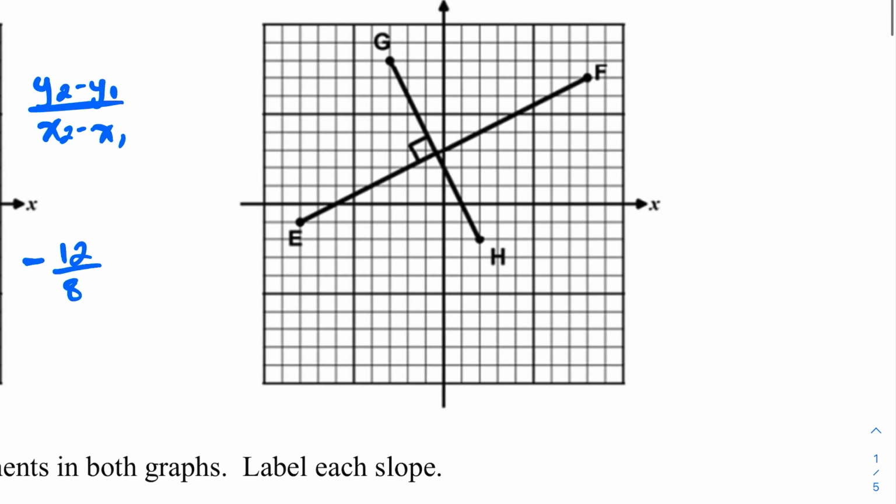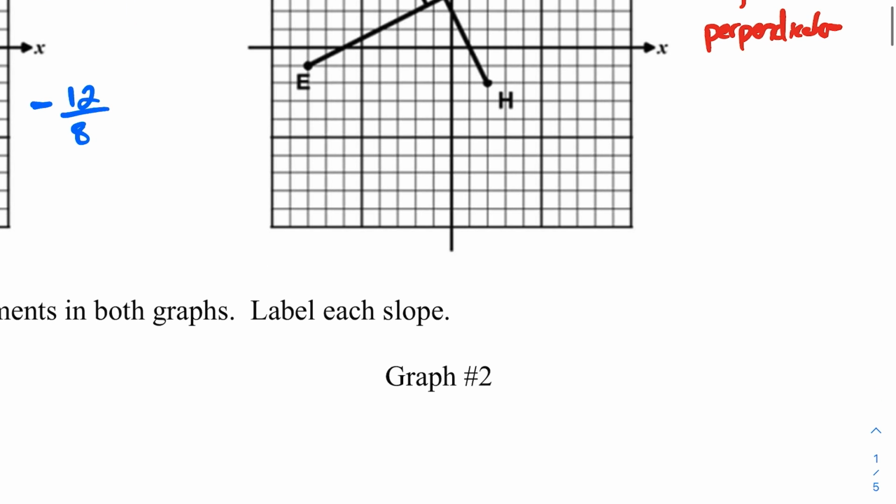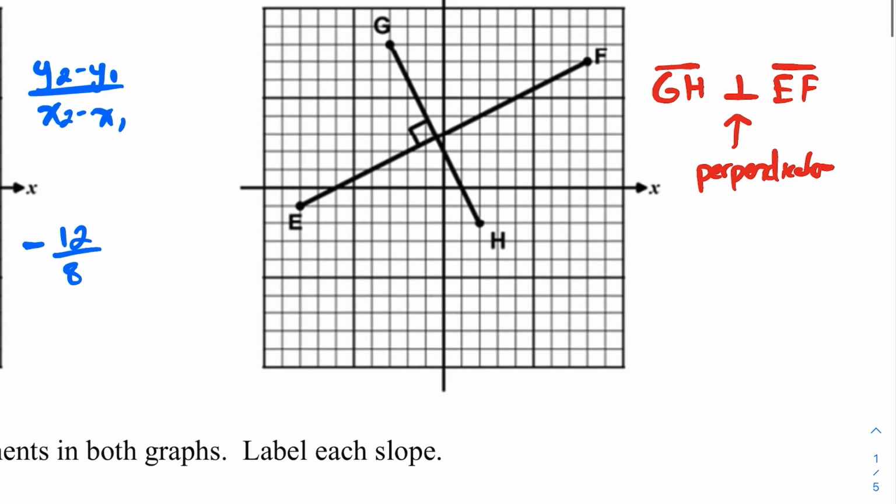Let's do it again for two completely different perpendicular lines. So in this case, GH is perpendicular to EF. That's our symbol for it. Symbolically, this means perpendicular. So they tell us off the bat, GH and EF are perpendicular. Let me go ahead and find the slope of GH, and then I'll find EF afterwards.